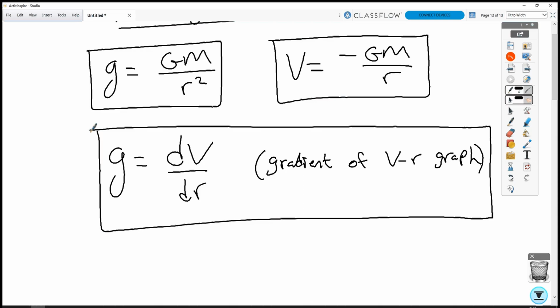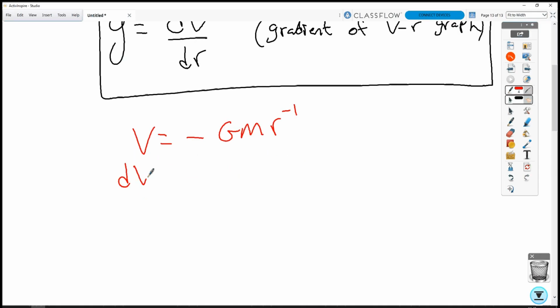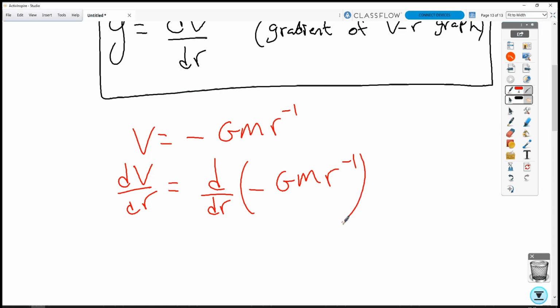Now, if you look at the first equation, V equals minus GM over r, that's also equal to, and I'll write this down and then wipe it off again, V equals minus GM r to the minus 1. If we were to differentiate this, dV/dr equals d/dr of minus GM r to the minus 1. Well, minus GM, they're constants, aren't they? We don't care about those constants. So let's take them outside, because d/dr is not going to affect them. I'm just going to multiply them back on the outside, minus GM.